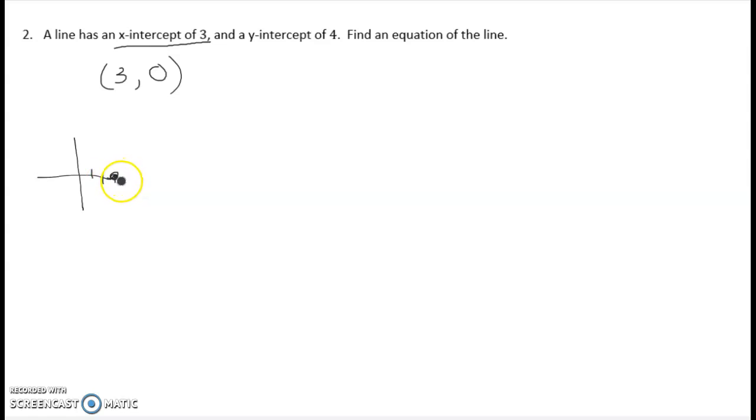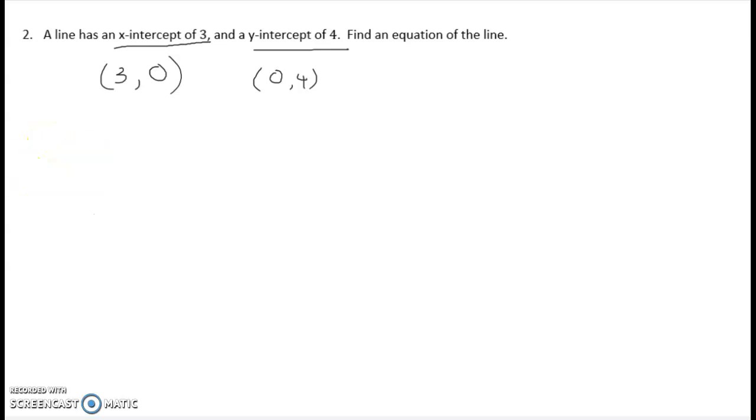So y is 0. The next one, the y-intercept of 4, so that means you have to set x equal to 0. So it's 0 and 4. So y-intercept plus 4, 1, 2, 3, 4 would be way up here. Okay? So, anyways, I'll erase this.